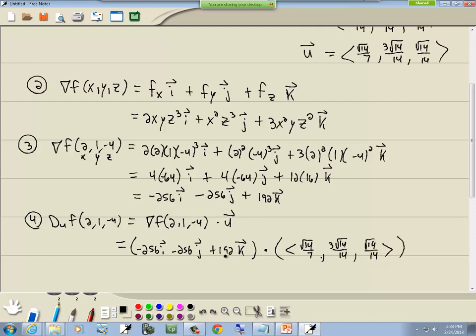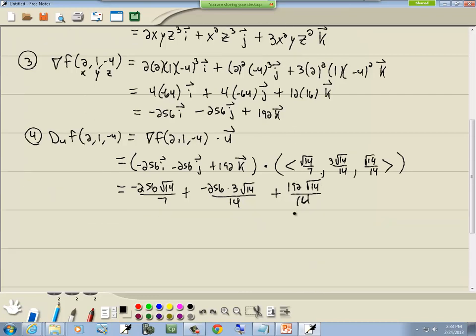Now, I realize that this is different notation, this has i, j's, and k's, and this has this notation, but still it's the exact same idea. So multiply together what's in front of our i's. So I got negative 256 square root of 14 over 7. So multiply these together. And then negative 256 times 3 square root of 14 over 14. And 192 square root of 14 over 14. Okay, that doesn't simplify any.